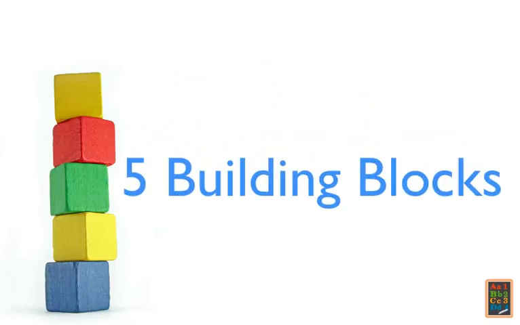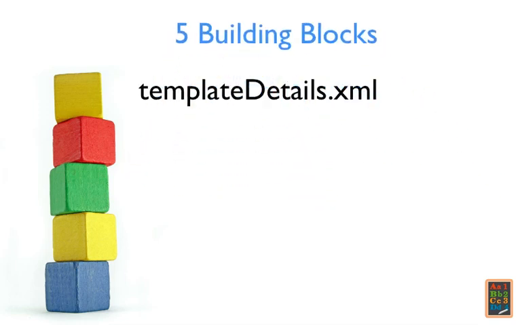There are 5 building blocks to every Joomla template. Number 1 is the templateDetails.xml file. It's our table of contents. Our index.php gives the framework for the template.